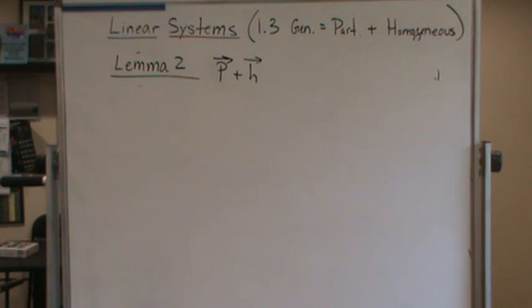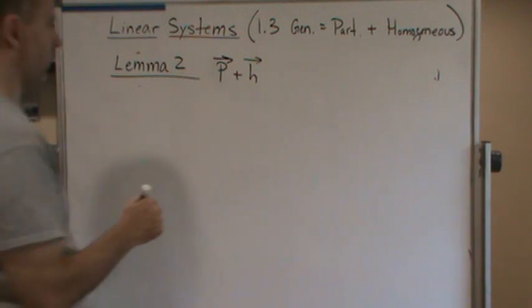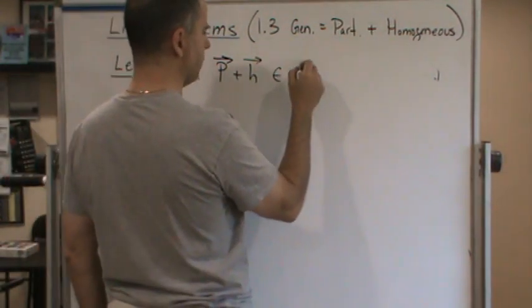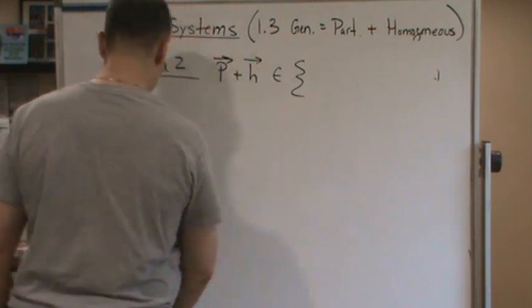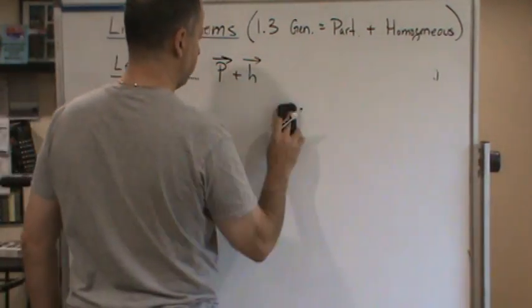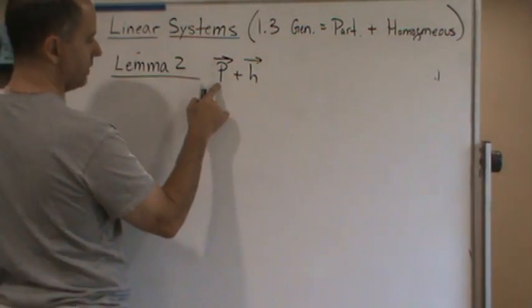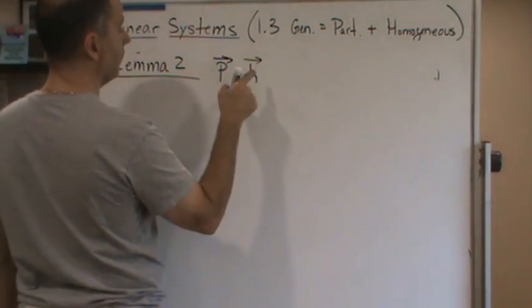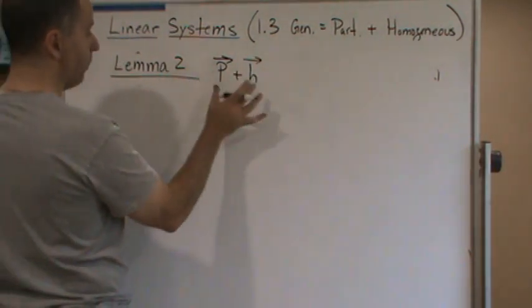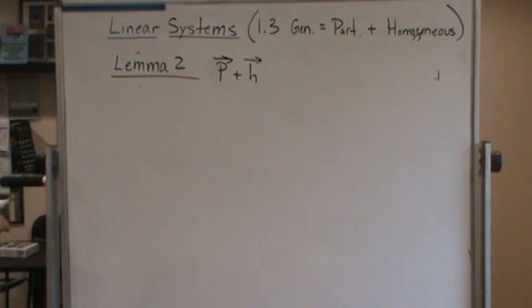Now also note that P plus H solves the given system, right? How do we show that? Well, let's look at the index equation again. This is an element of the set, we're defining it that way. I don't want to write it out again. So let's start with P plus H, where P is a particular solution of the system and H is a solution to the associated homogeneous system. Now we want to show that this also satisfies the system.